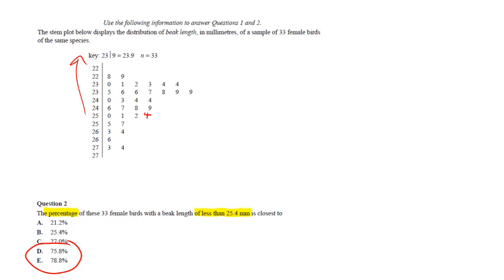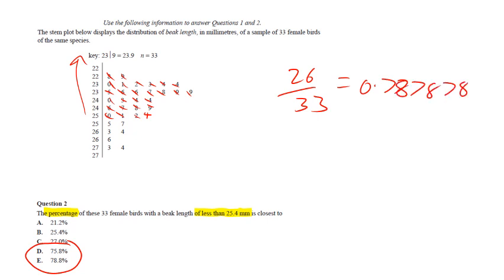And if we crunch the numbers, let's just count how many are less than that. So it's 1, 2, 3, 4, 5, 6, 7, 8, 9, 10, 11, 12, 13, 14, 15, 16, 17, 18, 19, 20, 21, 22, 23, 24, 25, 26. So that's 26 over 33. Going to have to get your calculator for that. And that equals 0.787878. Goes on forever. That looks like it is in fact E. We can rule out D. Don't forget to times by 100 for percentage.